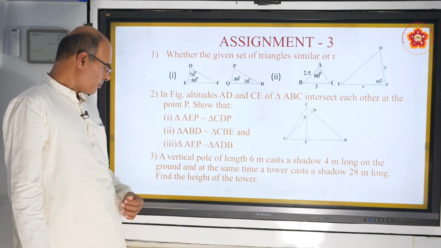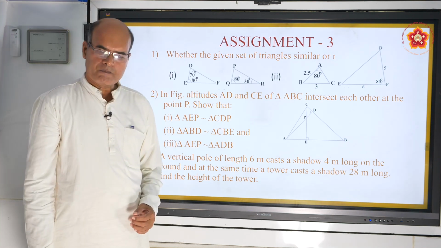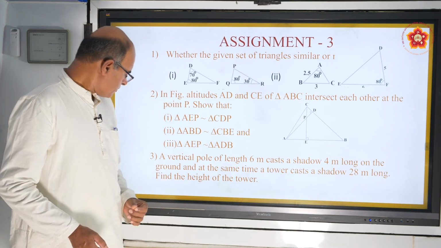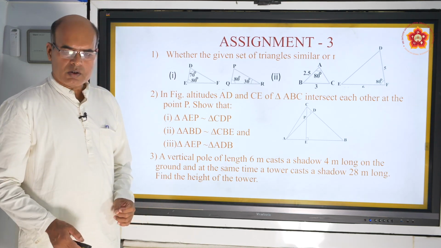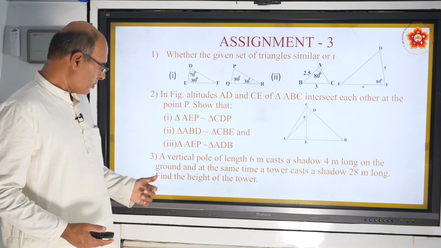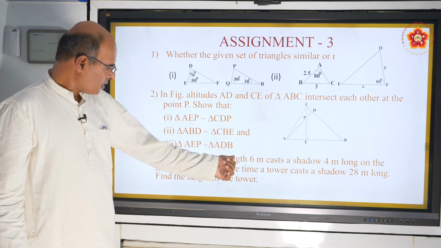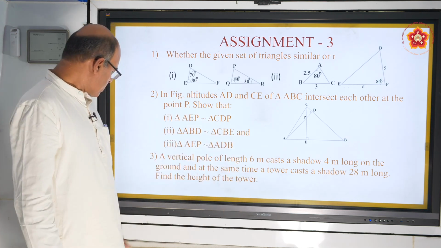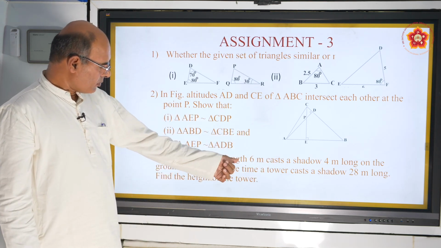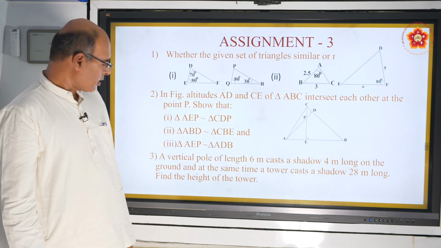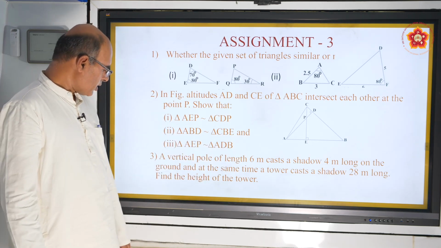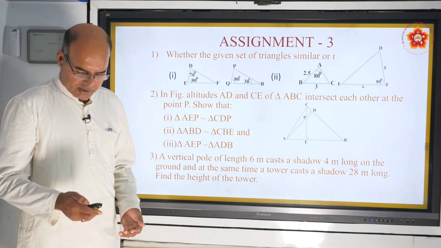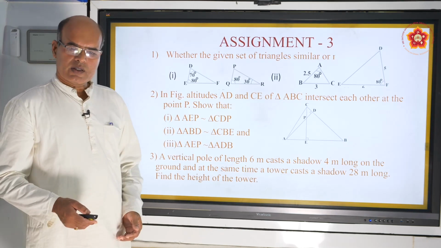The last one is a very important, very interesting question. It may be from the Leelavati book written by Bhaskaracharya. A vertical pole of length 6 meter casts a shadow of 4 meter long on the ground, and at the same time a tower casts a shadow of 28 meter long. Find the height of the tower. So apply the properties of similar triangles and do it. Let us stop here.